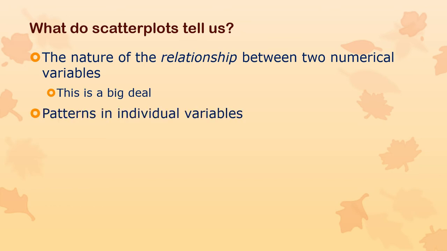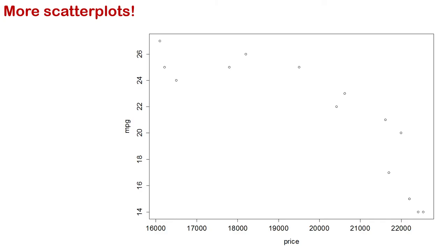They also show us the patterns in the individual variables, but we have other plots for that. And what we really need is to learn about relationships between variables, between numerical variables. So here we have the relationship shown between miles per gallon of a group of cars and the price of cars. So quick question you might get asked from time to time, maybe on an exam or a quiz. How many individuals or cases are in this data set?